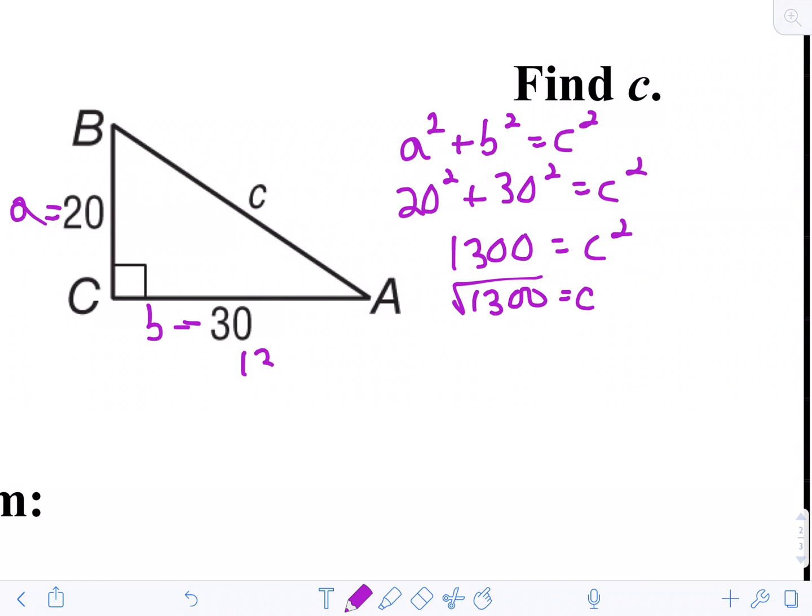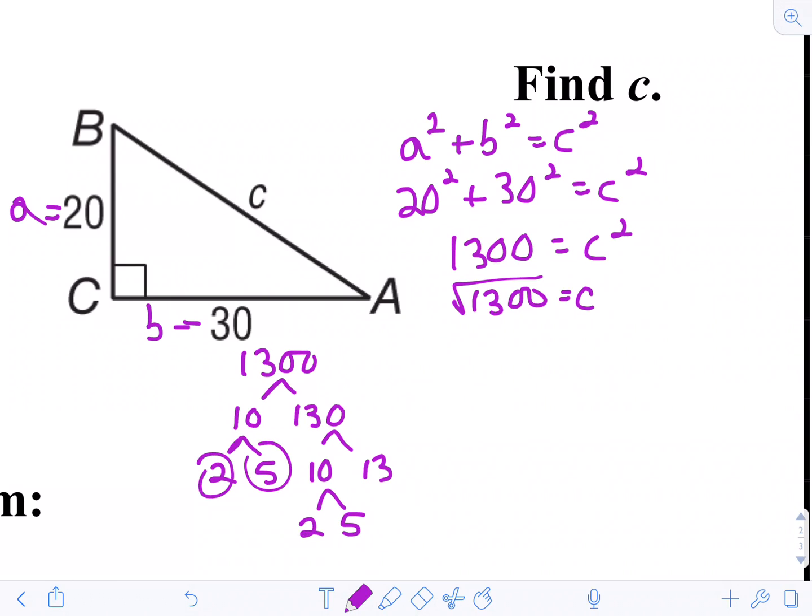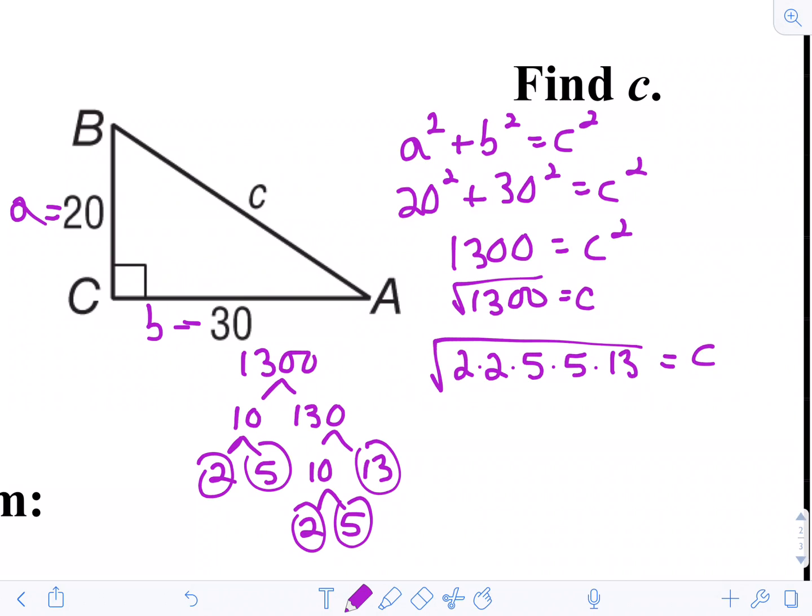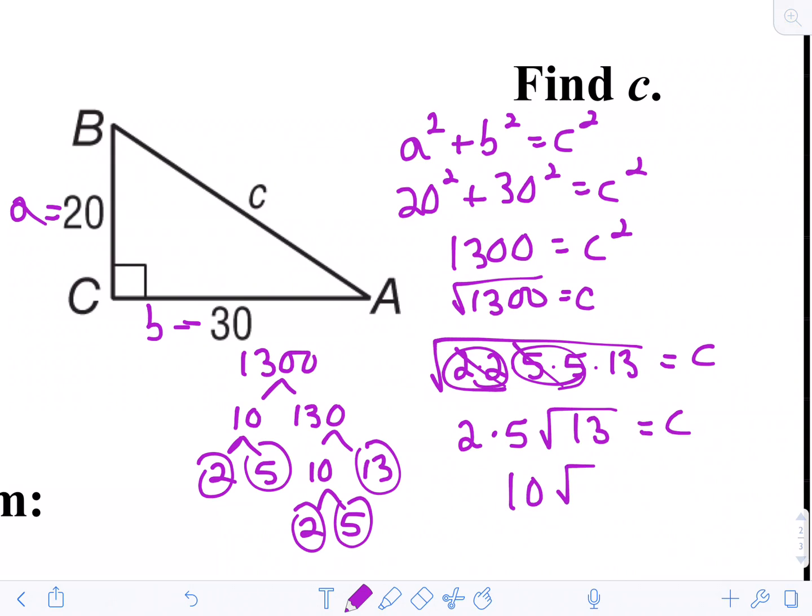So we're going to reduce this by doing our family tree. 10 and 130, and then you have 2 and 5. You can do 10 and 13. 13 is a prime number, so again 10 would be 2 and 5. So these are your prime numbers. So you have the square root of 2, 2, 5, 5, and 13. And you can always check by multiplying all those numbers, make sure it gives you 1300. Okay, remember you pull out your pairs, so you have a 2 and a 5 on the outside. So those are gone. You have 13 left on the inside. 2 times 5 is 10, so 10 square root of 13 is your answer.